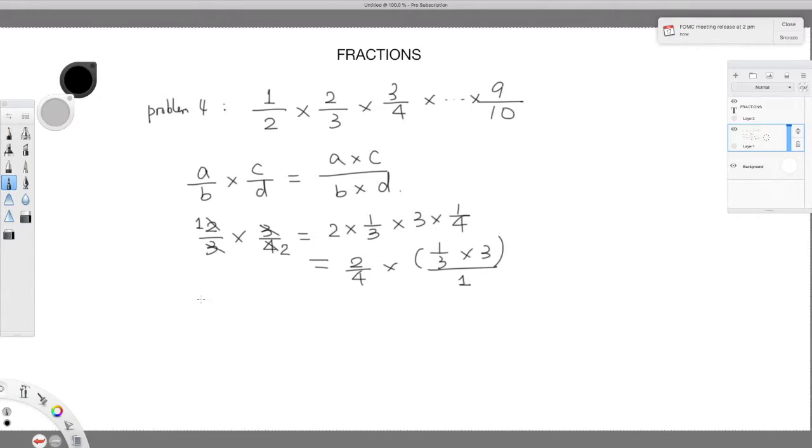So this is all using the same fact: a over b times n over n, where n over n is basically 1, equals a times n over b times n. And this n can be an integer or can be anything, as long as it's not 0. When it's 0 over 0, it's undefined. But as long as it's not 0, you can multiply the numerator and denominator by the same number, and this does not change the fraction.